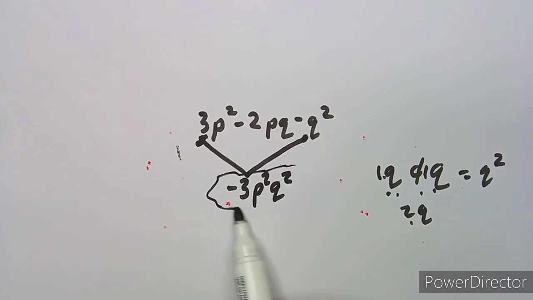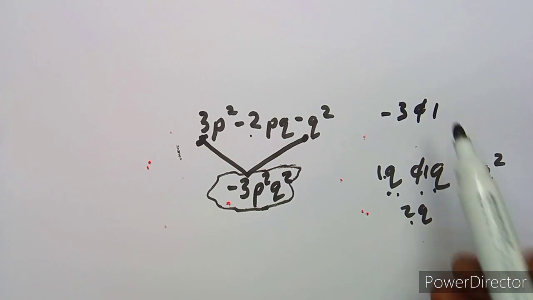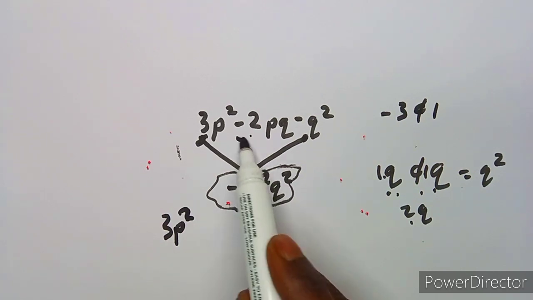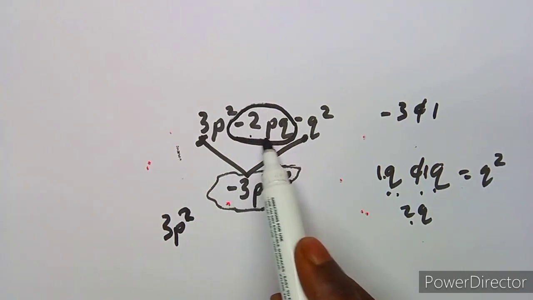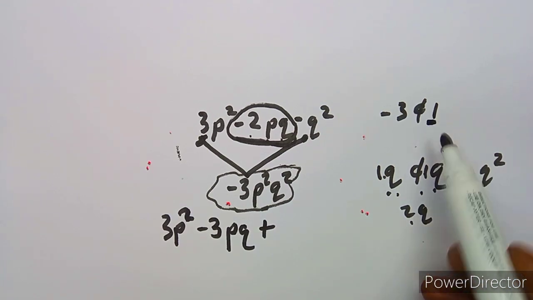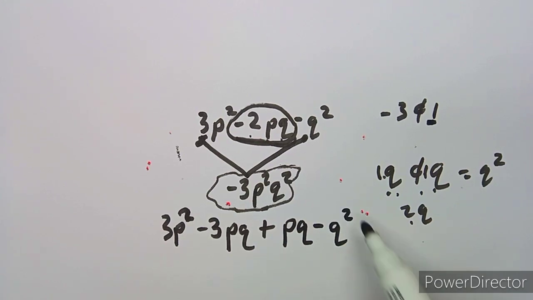So we need factors of minus 3 that we add to get minus 2. So minus 3 and 1. Is that so? If we multiply, we get minus 3. If we add, we get minus 2. So these are the factors actually. So we are going to replace them into the middle term, which is minus 2pq. So it's minus 3pq plus, because it's a positive one, this one, so it's positive 1pq. So you just write it as pq minus q squared like that. So that's what you're going to have there.